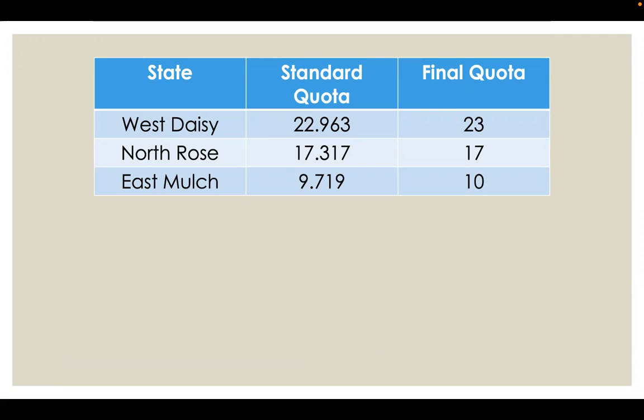And you would also notice that for West Daisy and East Mulch, these are the upper quotas. And for North Rose, it's the lower quota. So you're still going to have that idea that the number of seats are going to go to either the lower or the upper quota for the state, depending on the population. And I like Hamilton's for that reason. I didn't have to redo anything. I just assign the extra representatives where it makes the most sense.